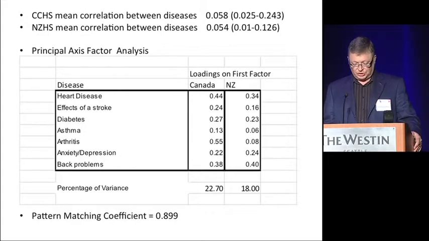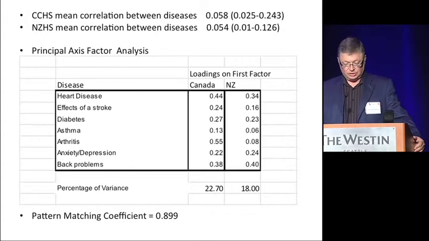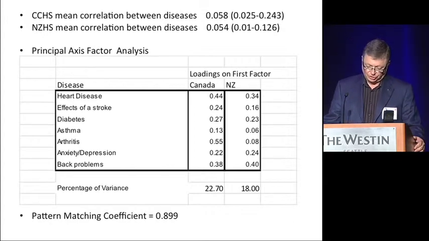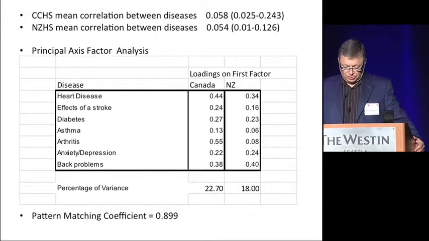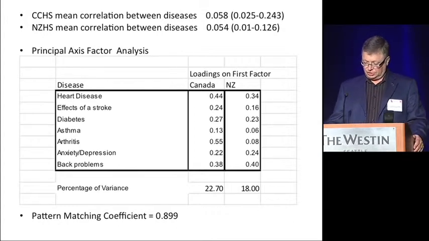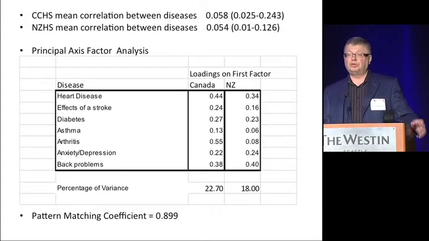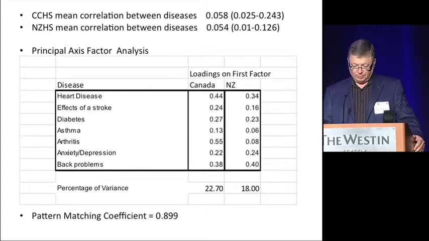And overall, there was substantial similarity across the countries, as shown by the pattern matching coefficient, which has a maximum of 1, essentially a correlation between the loadings. The loadings themselves are estimated correlations of diseases with a single underlying latent variable and can be used to recreate the underlying correlation or covariance matrix.